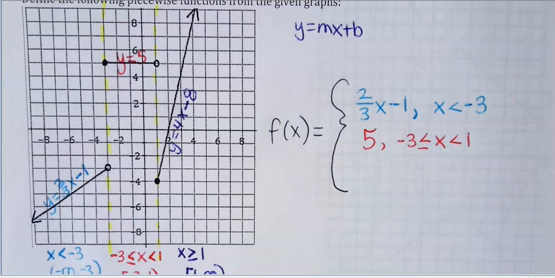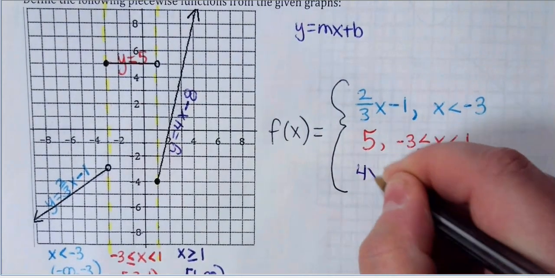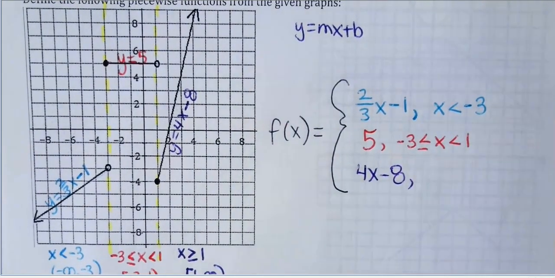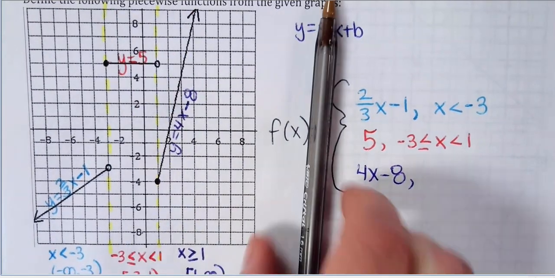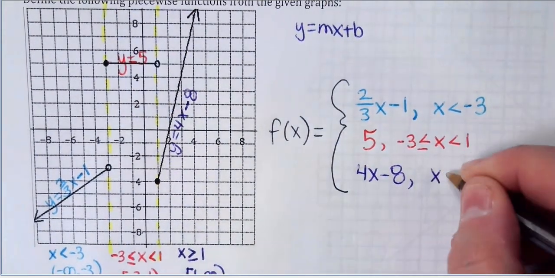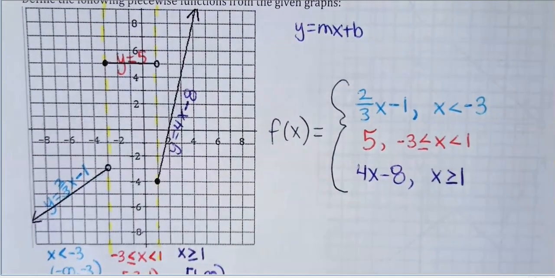And then the last piece was, let's see, 4x minus 8, and then just put a little comma. And I'm using that only to the right of 1. So my x values for that piece are greater than or equal to 1 because it starts with a filled in circle. It's not terrible. Is anybody having a question?